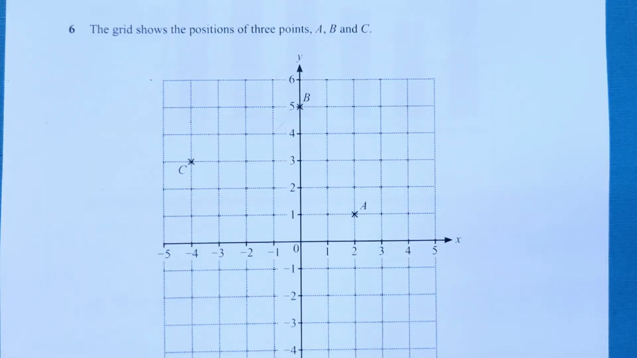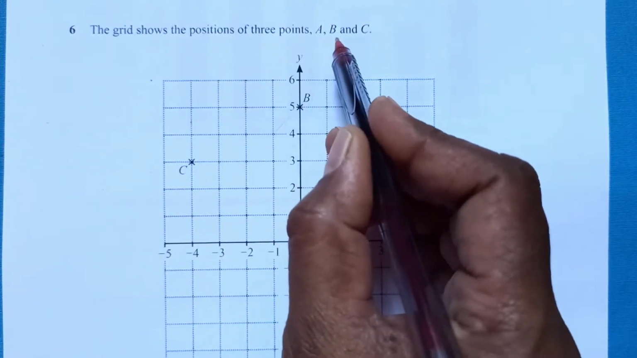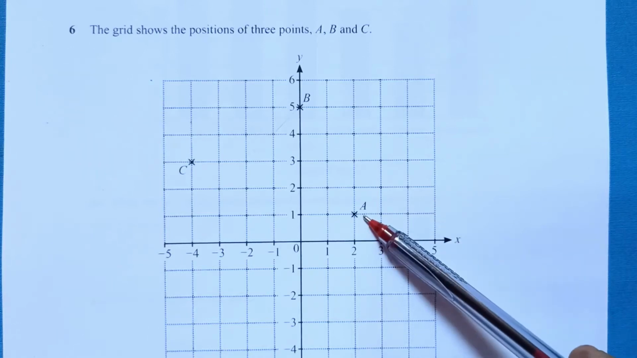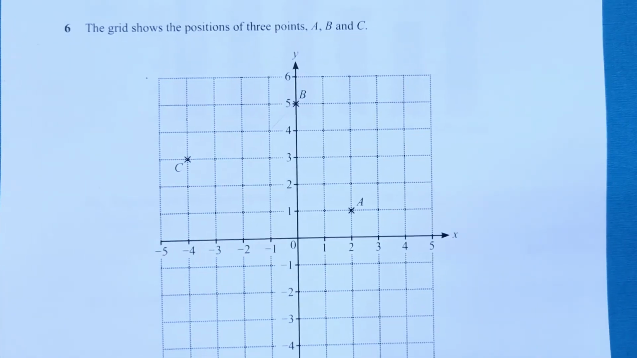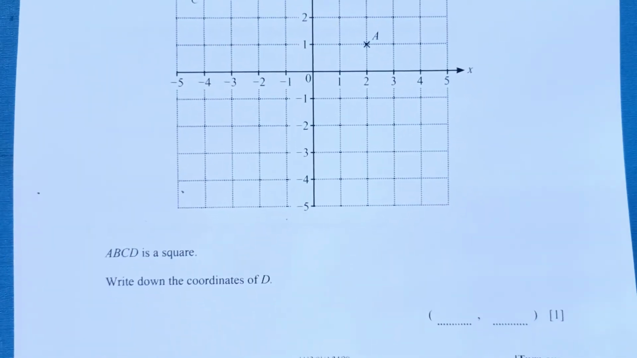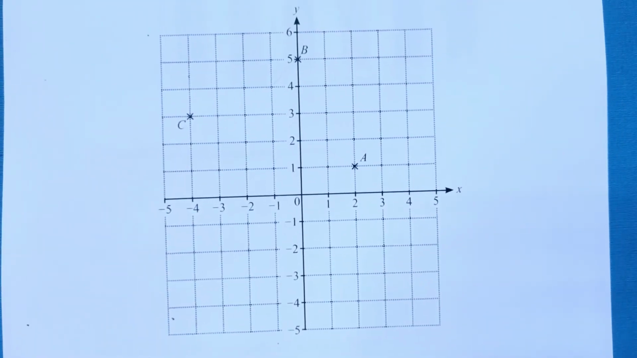Question number 6. The grid shows the position of 3 points A, B and C. So we have A here, B and C. Let's see what the question is down there. The question is: ABCD is a square. Write down the coordinates of D. So we need to write down the coordinates of point D here. Let's figure it out.